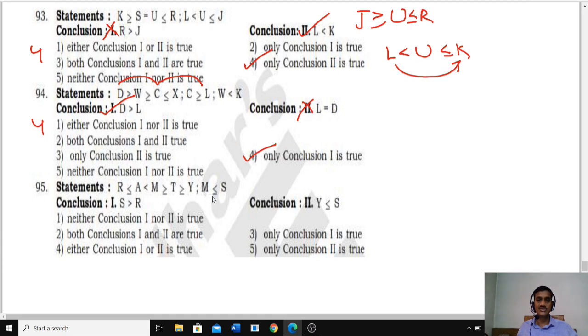Then coming to question number 95. S and R. R is here, S is here. Which element is common? M. Between R and M, R lesser than M, M lesser than or equals to S, R lesser than S is 2, S greater than R is 2. Now Y and S. Y is here, S is here. Between M and Y, M greater than or equals to Y, and M and S, M lesser than or equals to S means S greater than or equals to M. S greater than or equals to Y, Y lesser than or equals to S. Hence both the conclusions are true, that is choice 2, 95.